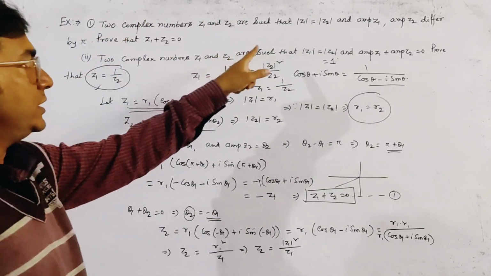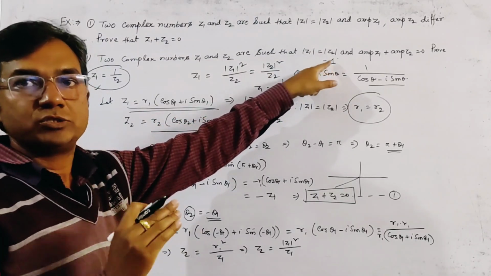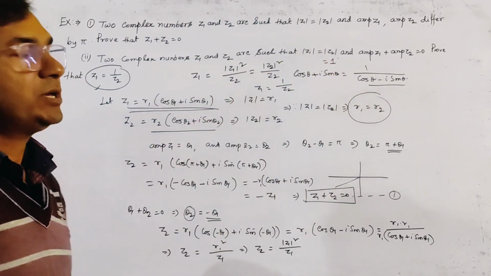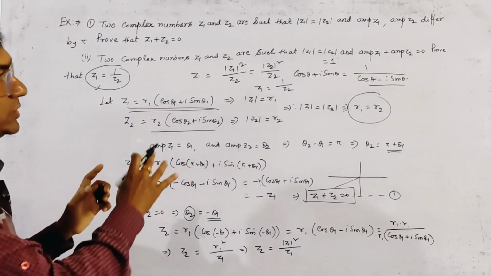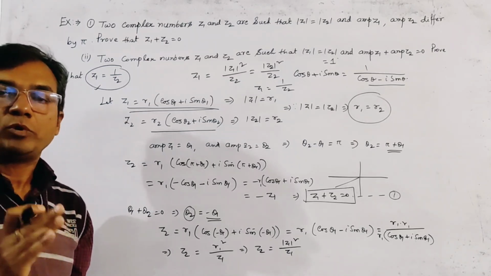I think something is wrong with the problem. This must be 1, or the modulus of this complex number must be 1, and this completes the total solution of two important problems of complex numbers.